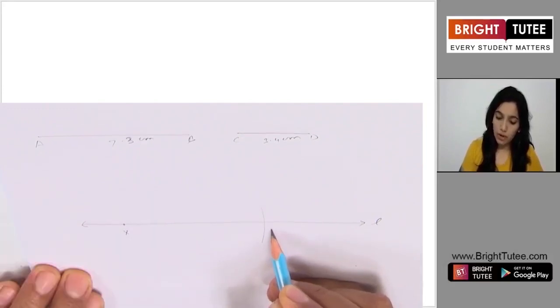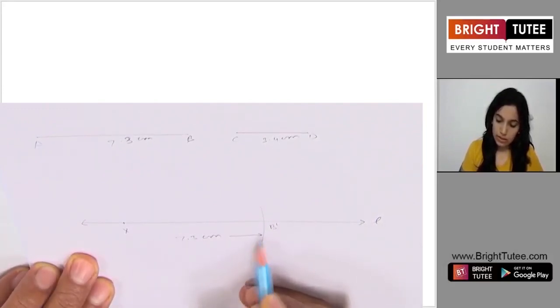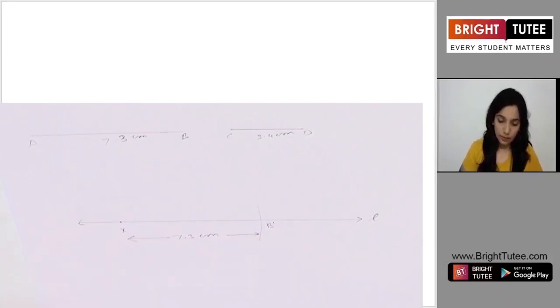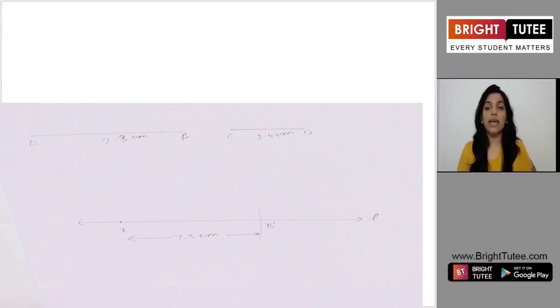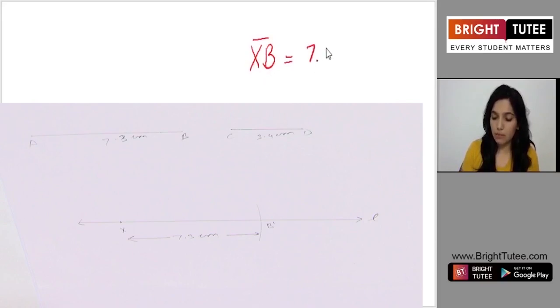This is a point that is 7.3 centimeters. Okay. So here you can see that we have marked a point X on this line L, and we have marked a point on this line L. Let us say it is point B dash. So what is the length of XB dash here? XB dash is 7.3 centimeters.